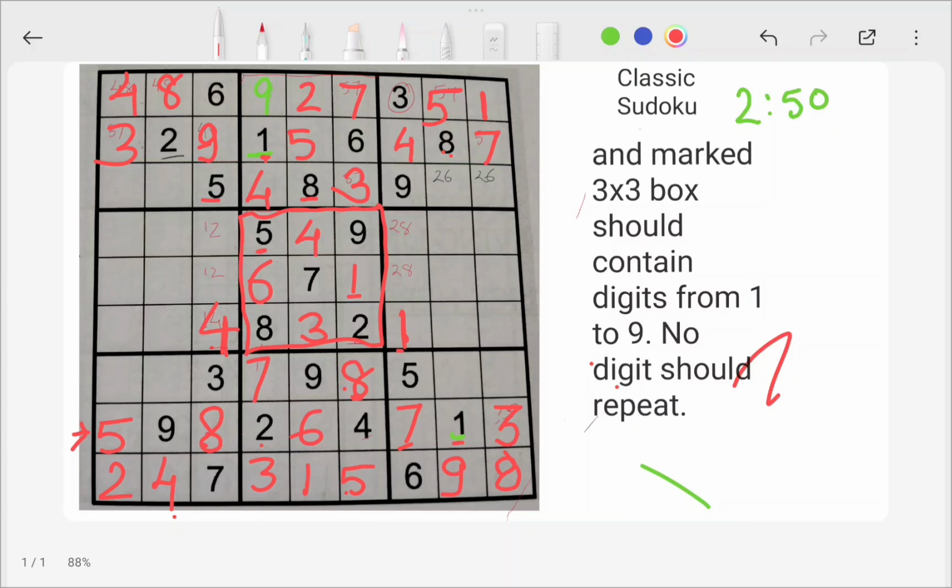Now in the last box only 2 numbers are left. That is 2 and 4. So do the pencil marking 2, 4. And in this 1 and 6. So 1 and 6. All right.